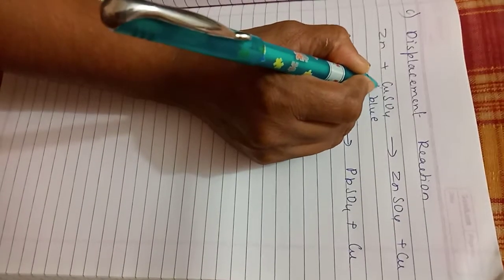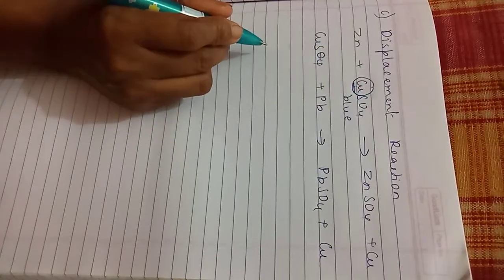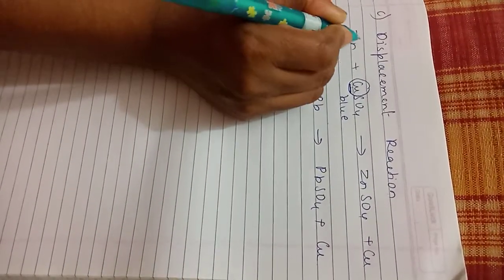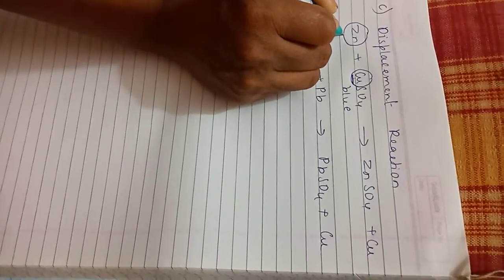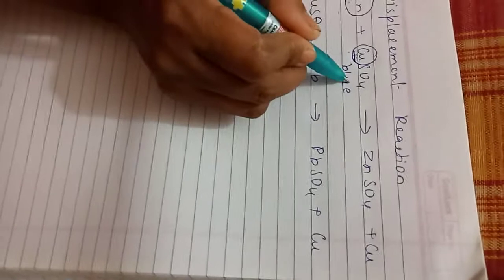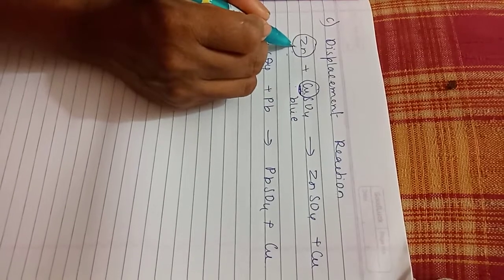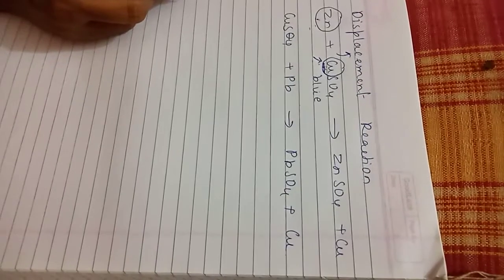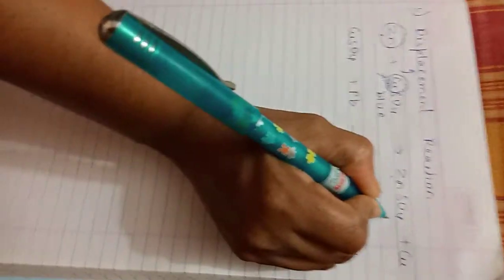Displacement reaction is a reaction where the positive ion of a less reactive element is given the place of the positive ion of a highly reactive element. Meaning zinc and copper both are elements. Sulfate is a radical, students. Copper is less reactive than zinc. Zinc being more reactive, it pushes away copper from its compound and occupies its position, giving rise to zinc sulfate.